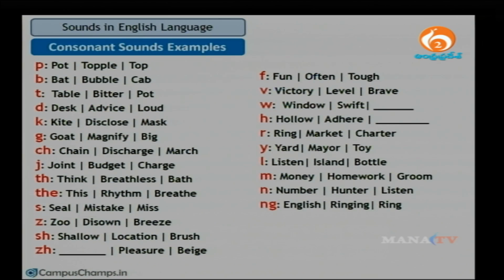The first one, P: pot, topple, top. B: bat, bubble, cab. T: table, bitter, pot. D: desk, advice, loud. K: kite, disclose, mask. So, when you look at the K sound, the second word is disclose. It's a C, but the function is of a K. All right.